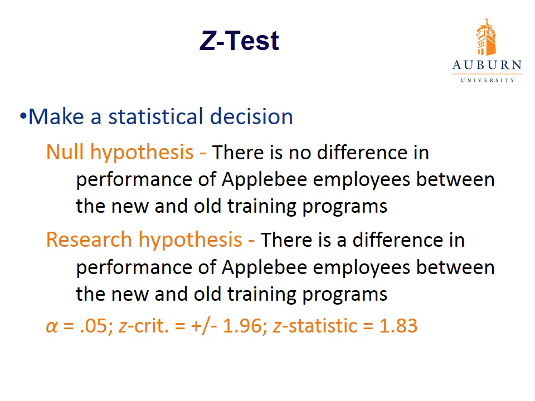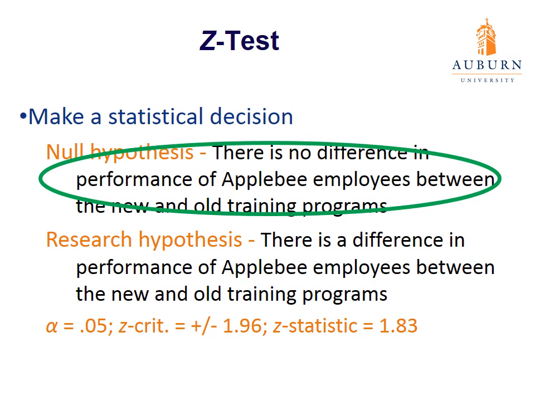We find support that these two training programs seem very similar to each other, and they're no different at a greater than chance level. So again, when we say we fail to reject the null, that means we're finding support for the null hypothesis. There appears to be no difference in performance between our two training programs when it comes to our employees.